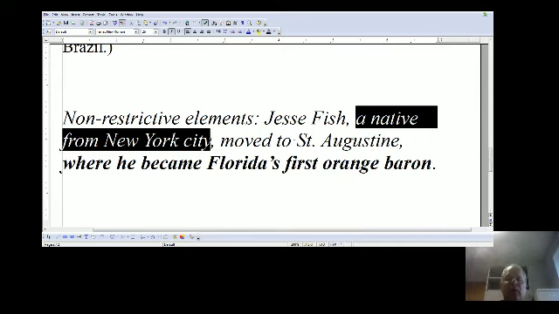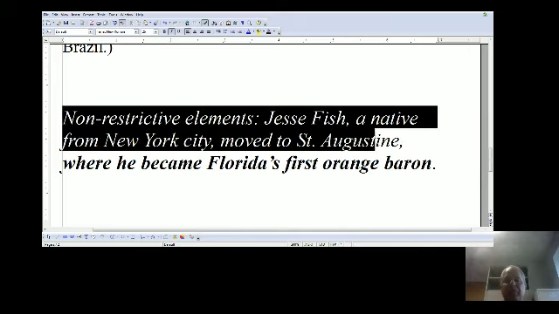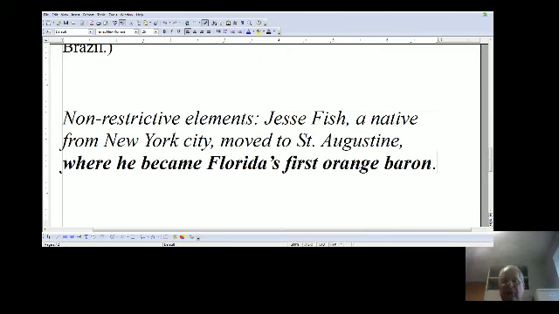Then we say moved to St. Augustine, comma, where he became Florida's first orange baron. Again, I put a comma after St. Augustine because St. Augustine is the specific name of a city. So the adjective clause which comes after it is not necessary to identify it. So in both cases, we have a non-restrictive appositive right after the subject. We have a non-restrictive relative clause or adjective clause directly after the word St. Augustine.